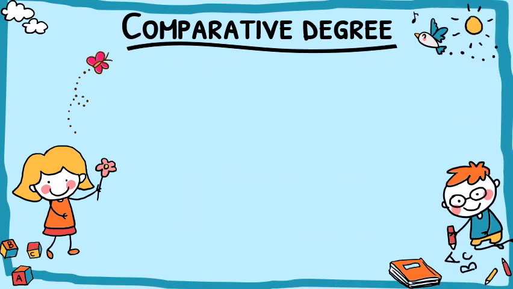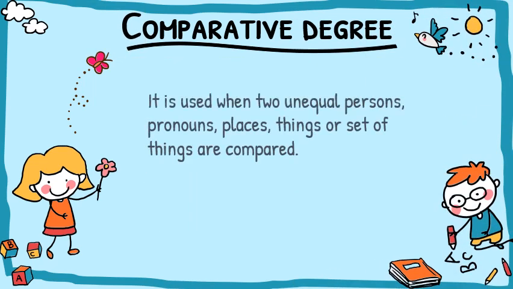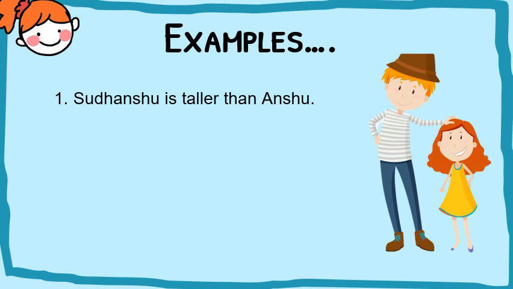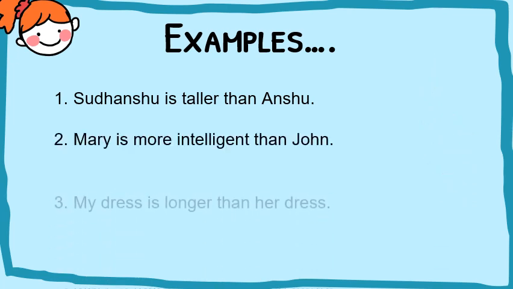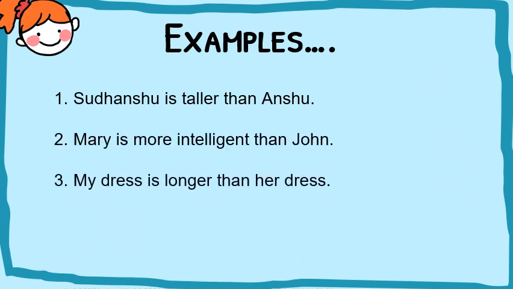Second, we have the comparative degree. It is used when two unequal persons, pronouns, places, things or sets of things are compared. Examples: first, Sudhanshu is taller than Anshu. In this sentence, we are making a comparison between two, Sudhanshu and Anshu. Second, Mary is more intelligent than John. Third, my dress is longer than her dress.